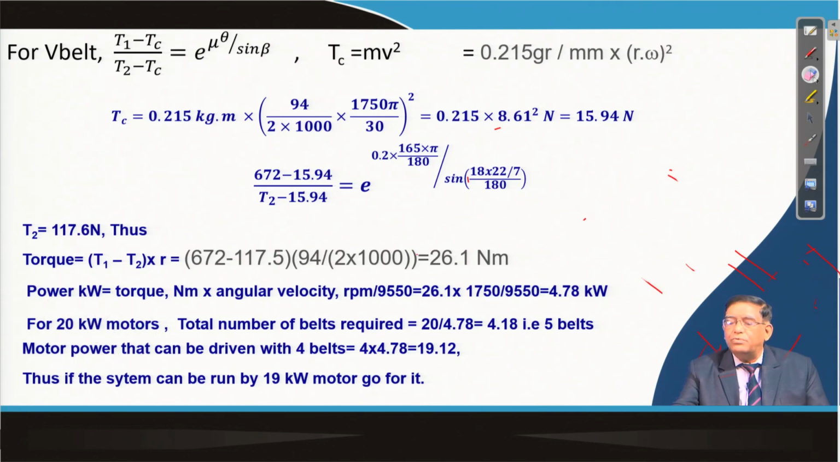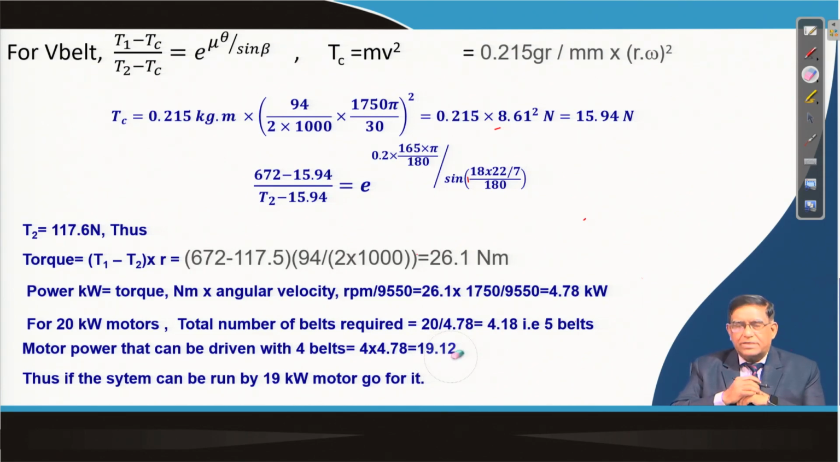So, when you have a 20 kilowatt motor, you will have to use a unitary method: one belt gives 4.78. So, for a 20 kilowatt motor it will need 4.18 belts, but a belt cannot be a fractional number. That means you will have to go for 5 belts. Now, the question is, if there were 4 belts, you could have gone for 19.12.